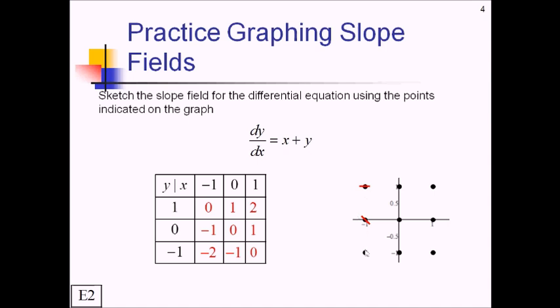-2 is going to be steeper, and then over here we have 1, 0, and -1, and finally we have 2, which is pretty steep compared to these others, and then 1, and flat line 0.